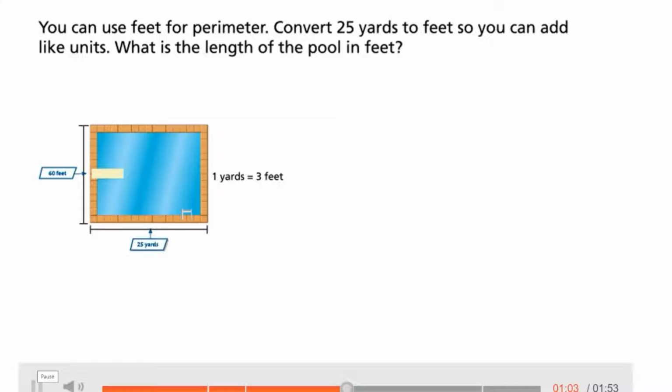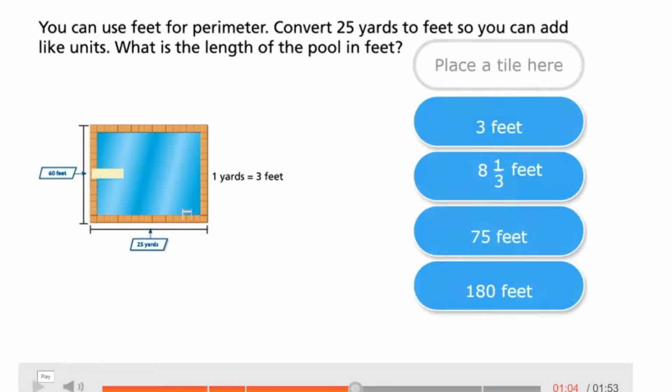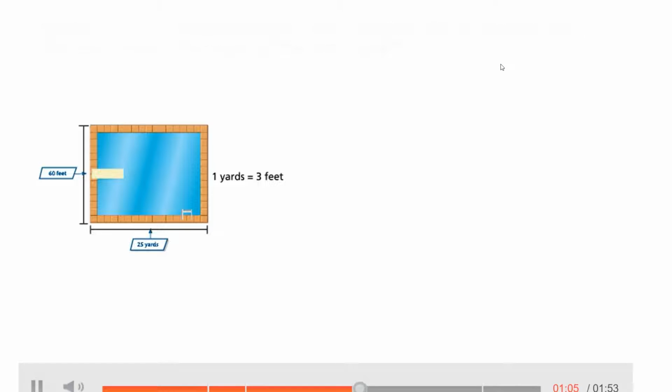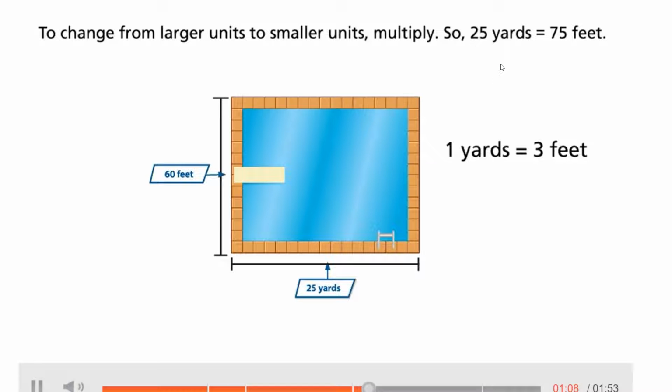What is the length of the pool in feet? Select your answer. Now remember, when we're moving from yards to feet, there's 3 feet in 1 yard. And since yards are bigger than feet, we're going to multiply to move from yards into the smaller unit of feet. So 25 yards times 3 feet in each yard will give us 75 feet. To change from larger units to smaller units, multiply. So, 25 yards equals 75 feet.